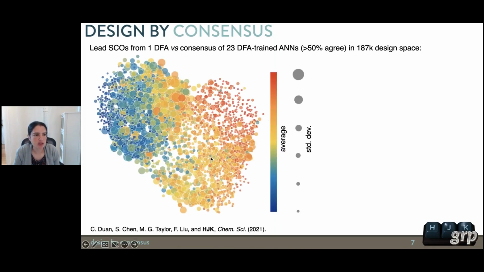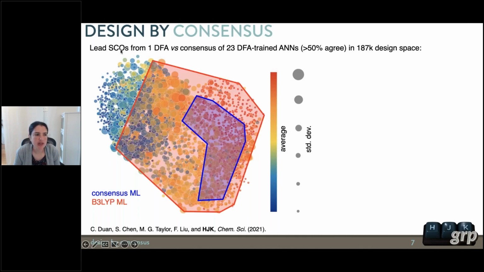And so here I'm visualizing the 187,000 compounds in the latent space of our model. And this is where our consensus approach agrees that all of the different spin crossovers, which again are high spin, low spin, near degenerate states, would reside. If we instead did this with a single functional, such as B3LYP, we get a much bigger area of the space being picked out as being a candidate for spin crossover.